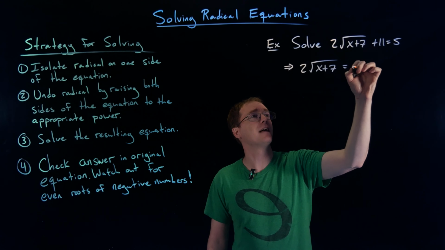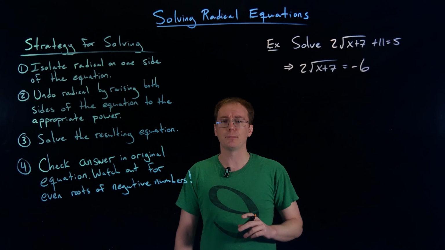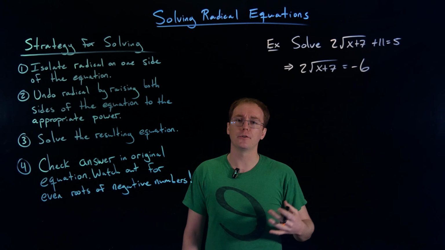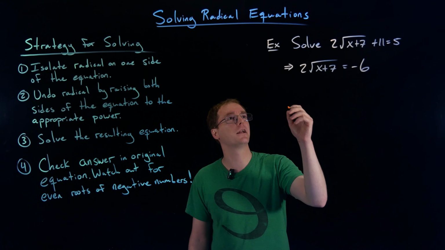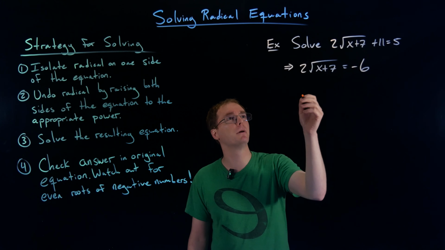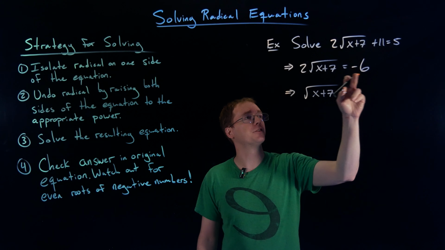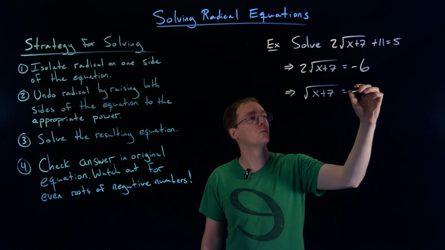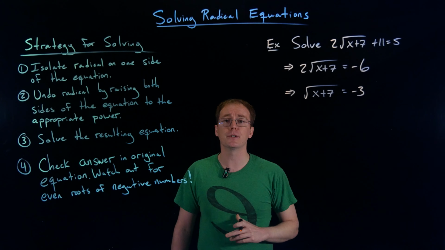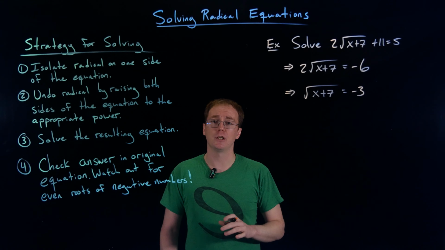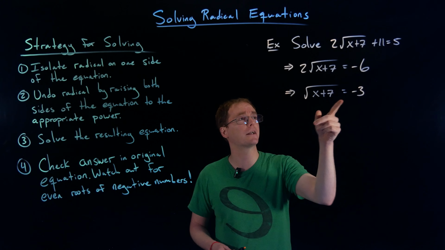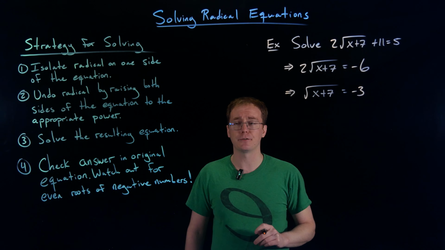And so now we're closer to having our square root isolated by itself on one side of the equation, but it's still multiplied by that factor of 2. So I'd argue that it's not totally by itself. It still has that kind of buddy hanging out with it. So let's finish getting the square root of x plus 7 isolated by dividing both sides by 2. And so if we take negative 6 and divide it by 2, the result is going to be negative 3. And so now this modified version of our original equation says the square root of x plus 7 is equal to negative 3.